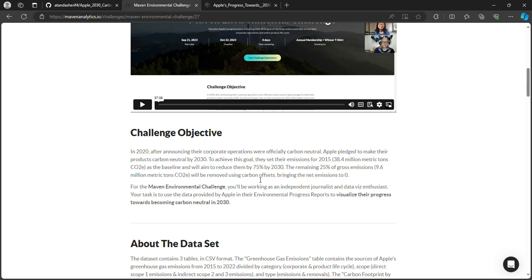Carbon offset, one of the ways to explain this, is a process in which the carbon that has been released into the atmosphere is absorbed. An example is afforestation. Trees are known to absorb carbon dioxide. So this is Apple's goal for 2030.